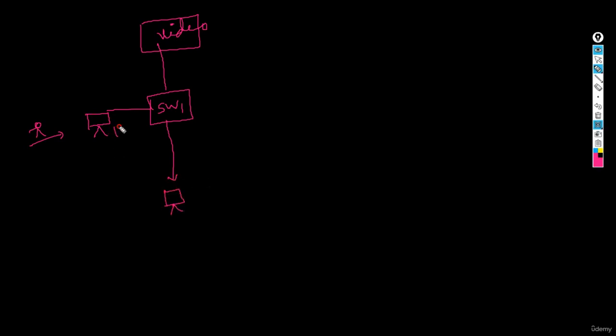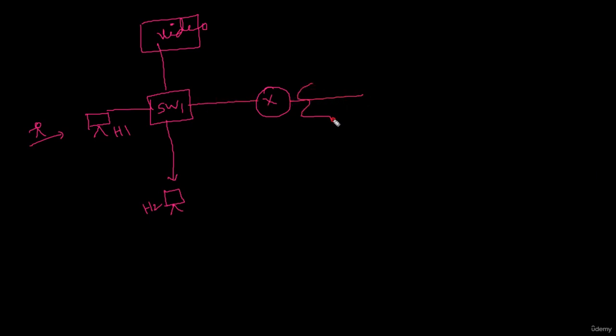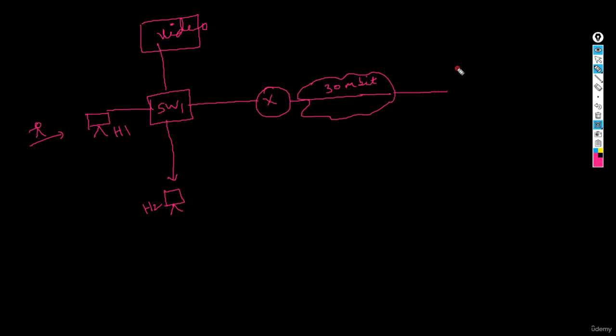I can say this is host 1, this is host 2, this is the switch, and I have one router here. This router is connected this way, and imagine this link has a bandwidth of 30 megabytes. And after that I have one more router here.